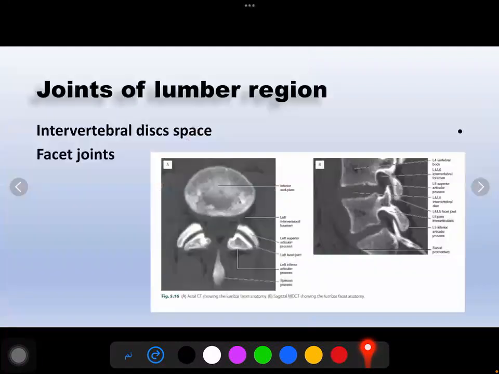Joint of lumbar region. There is intervertebral disc space. This is the intervertebral disc space between the two vertebral bodies and the facet joint. This is the facet joint. This is the axial view. So this is the vertebral body located anteriorly. This process that is located anteriorly is the superior articular process of the vertebra below, and that located posteriorly is the inferior articular process of the vertebra above.